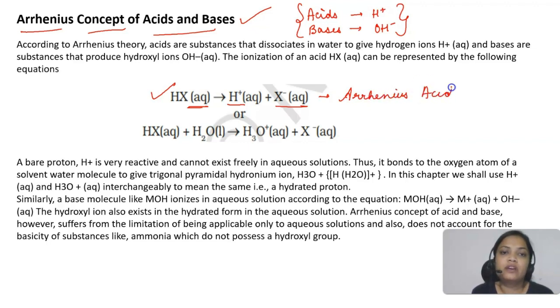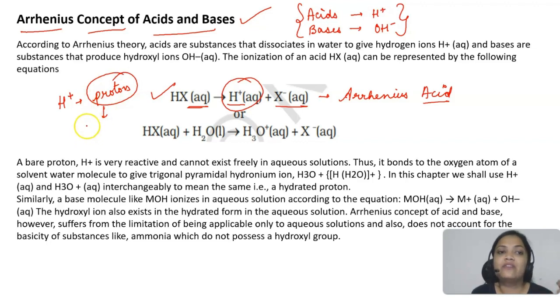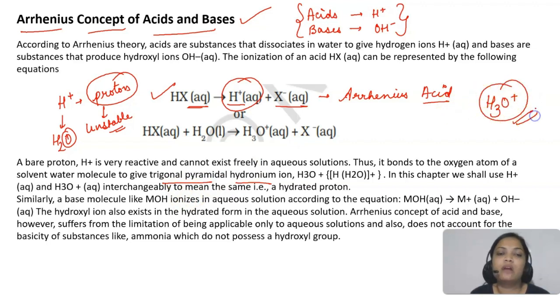Now if I am talking about this H plus, this is just a proton. You know hydrogen has one electron and one proton, so H plus is just a proton. This proton is highly reactive and highly unstable, and it cannot exist freely in aqueous solutions. So it will combine with the oxygen of the solvent water molecule to form a hydronium ion, trigonal pyramidal in shape. H3O positive ion, this is known as hydronium ion.